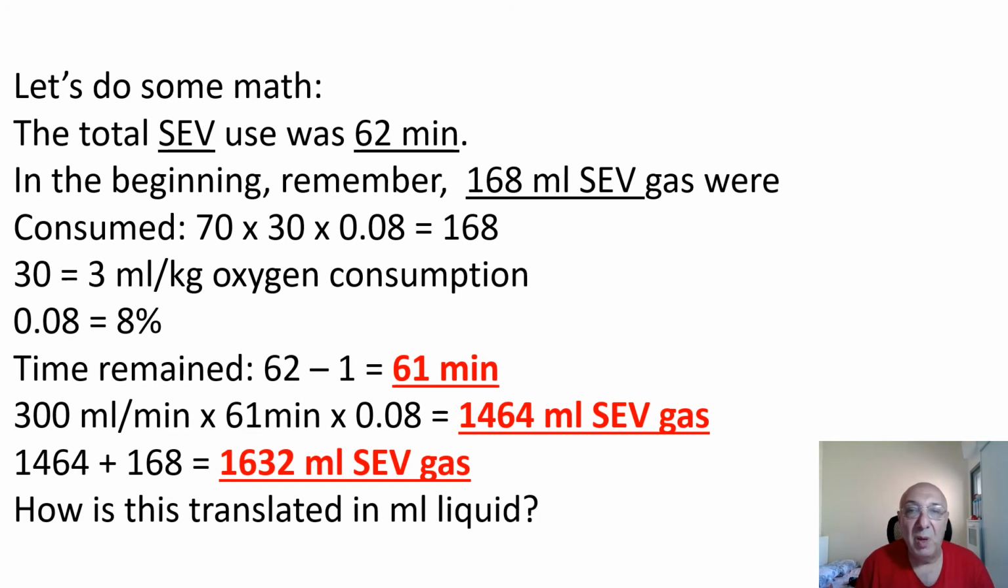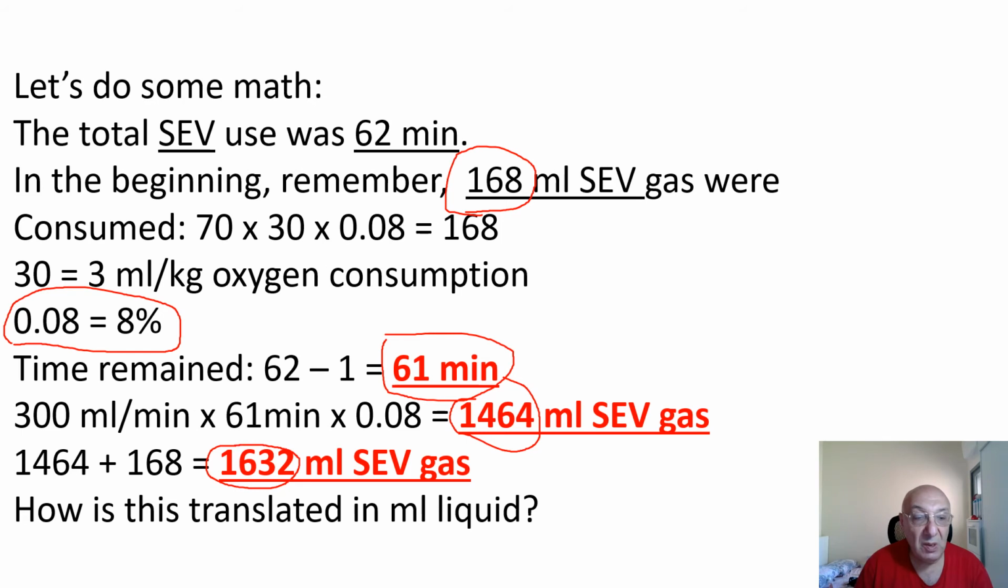So, you remember at the beginning, we had those 160 mils of sevoflurane gas that we used. The time remained here was 61 minutes. We have it here. And making the same calculation using that 0.08, that is 8%, we have a total consumption of 1,464 milliliters of sevo gas. So a total consumption of gas, by the calculation at least, was this one.